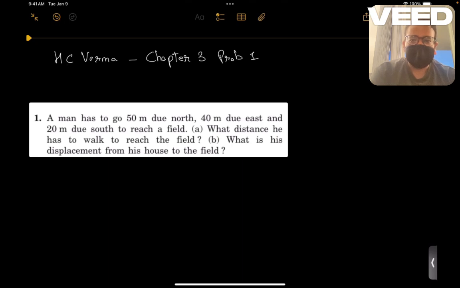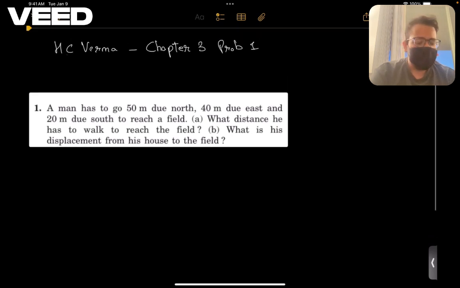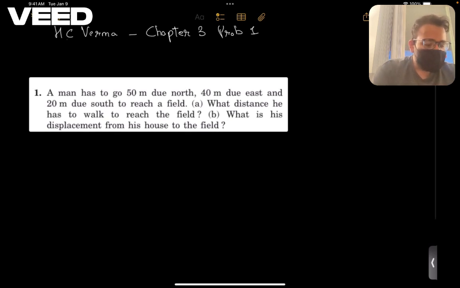Today we'll be solving one physics problem, which is from H.C. Verma, chapter 3. So let's start with the problem. What the problem says is the man has to go 50 meters due north, 50 meters due east, and 20 meters due south to reach a field. What distance does he have to walk to reach the field?